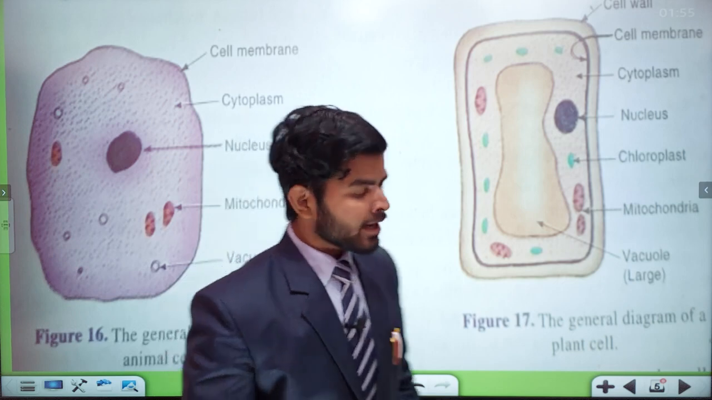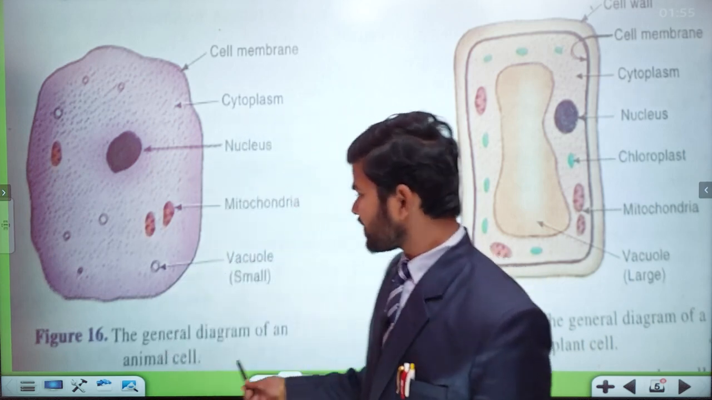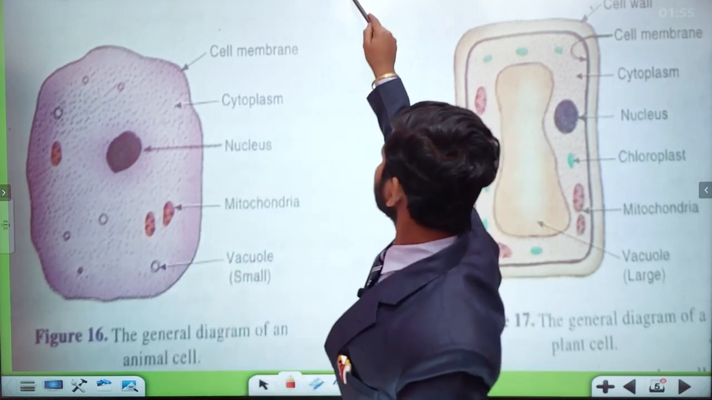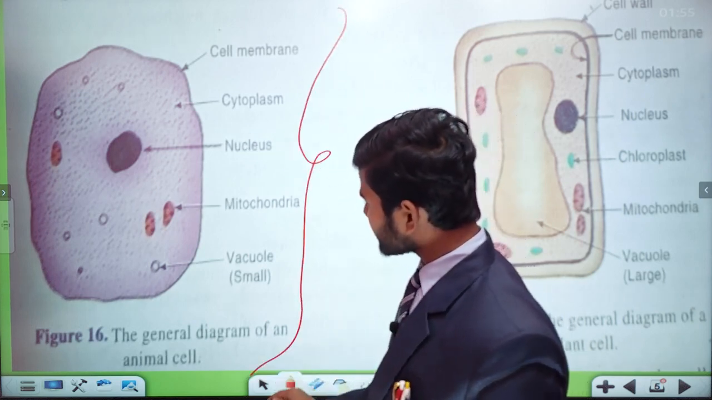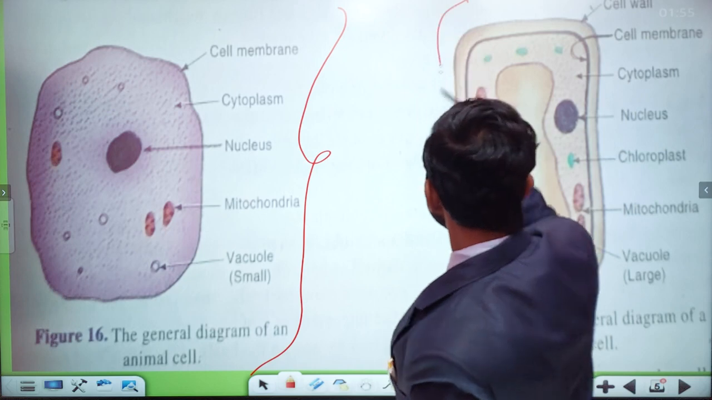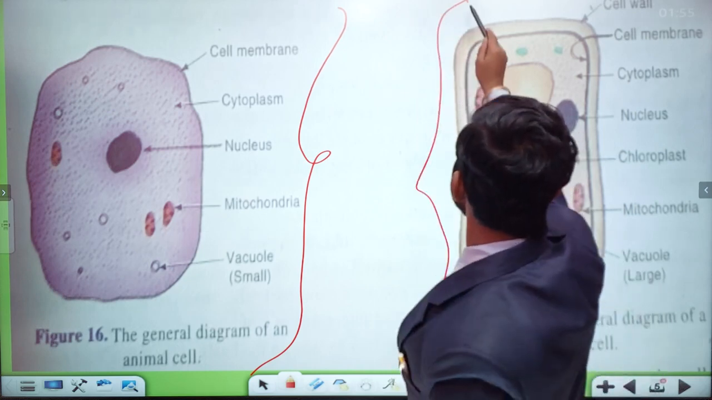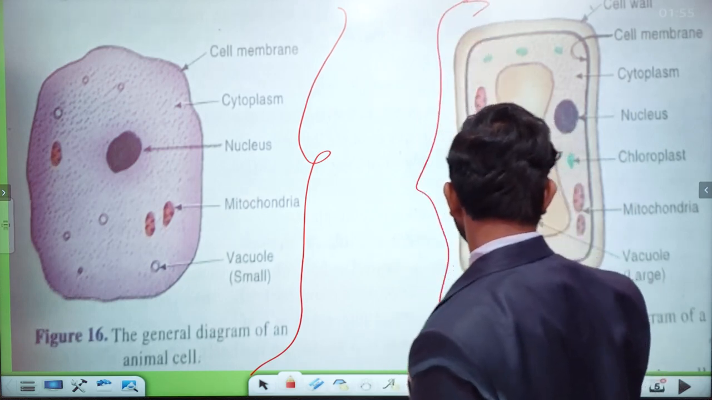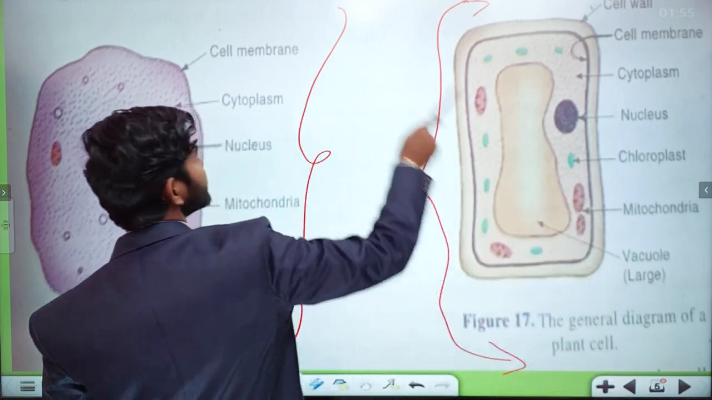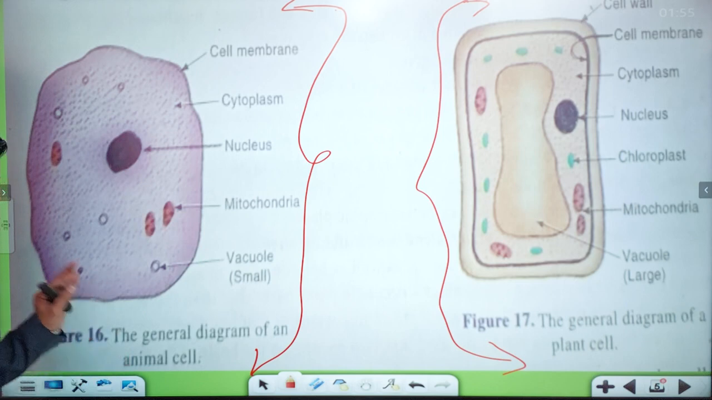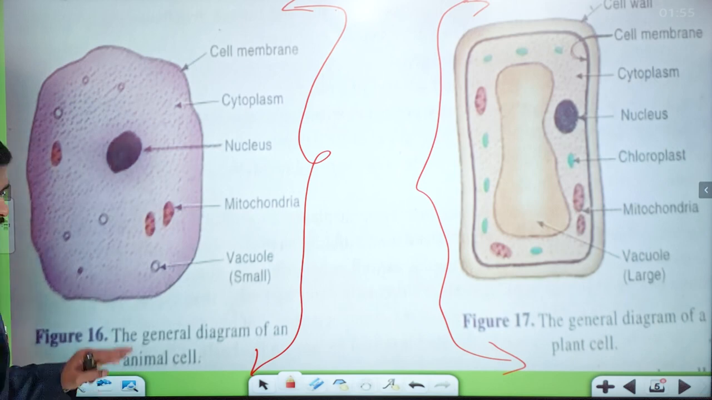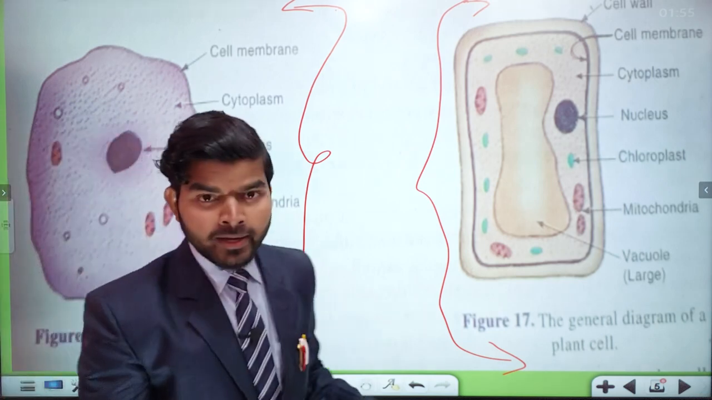Here I'm checking the figure of the animal cell. This is the figure of the animal cell, and this is the figure of the plant cell. If you want, you can write it in your fair copy, because this is the most important thing that I am explaining here.